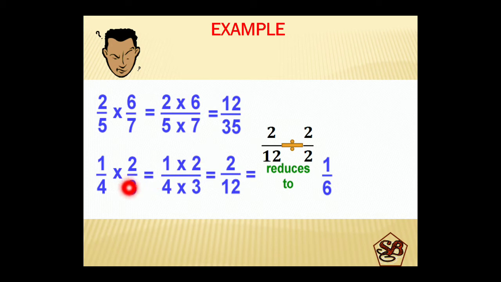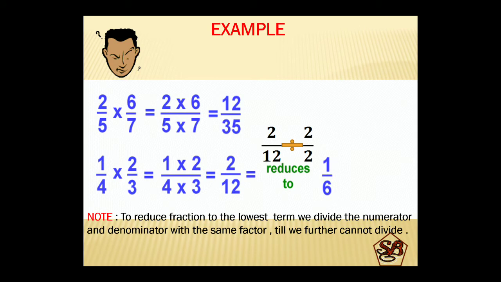Let's take another example. 1 by 4 multiplied by 2 by 3. Multiplying numerators, 1 into 2 is equal to 2. Multiplying denominators, 4 into 3 is equal to 12. So the fraction we got is 2 by 12. This can be reduced further to the simplest form. 2 and 12 both come in the table of 2. So we divide this by 2. 2 divided by 2 will give us 1. 12 divided by 2 will give us 6. So our final answer is 1 by 6.